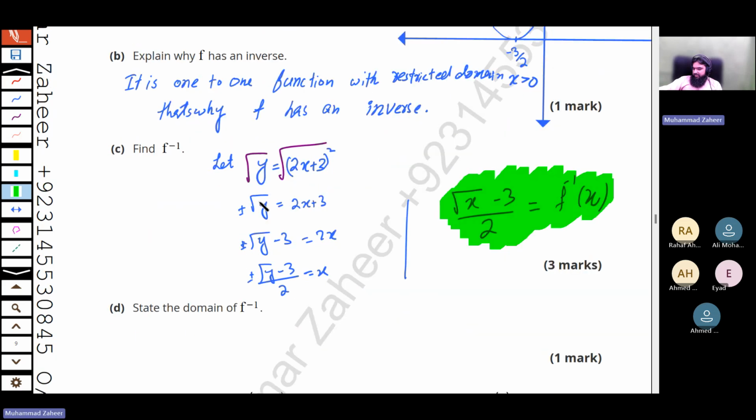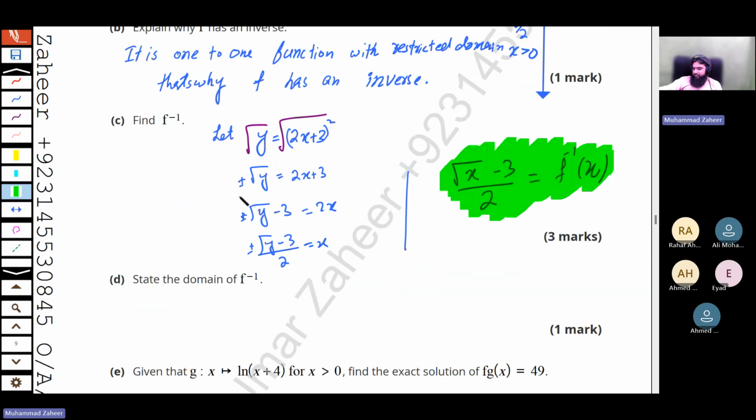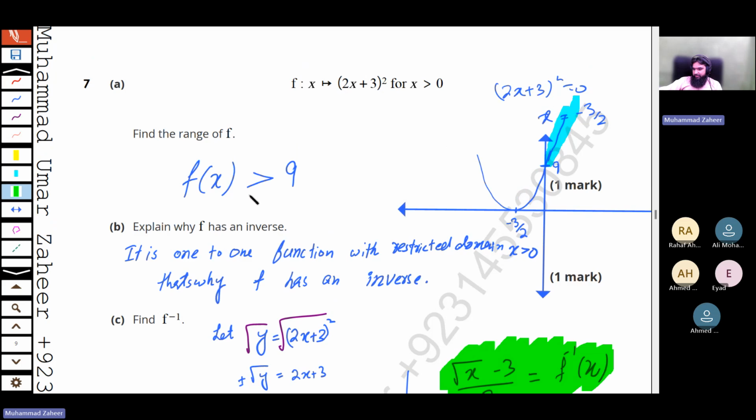All right. In the last one, he says that you have to state the domain of f inverse of x. For the domain, we need to find the same range as the domain of f of x. So the range we already found: f of x is greater than 9.